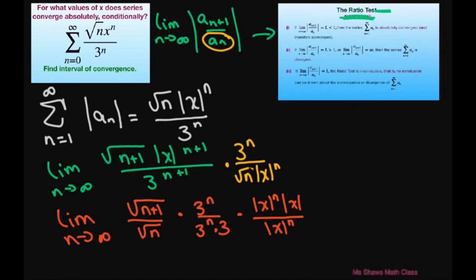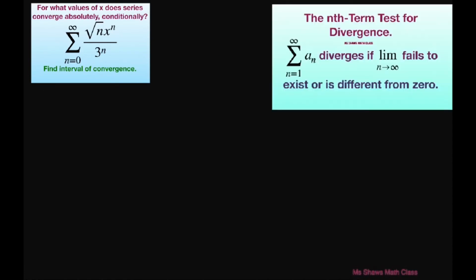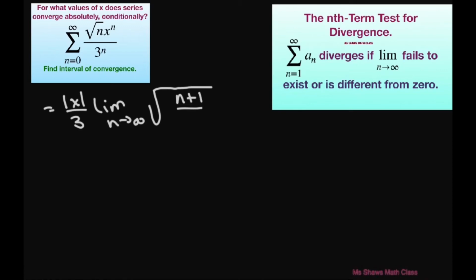Now what happens is these cancel, and we can write this under the same radical sign. So what I'm going to do is pull this out. So we're going to get the absolute value of x divided by 3 times the limit as n approaches infinity. And again, we had the square root of n plus 1 divided by n.